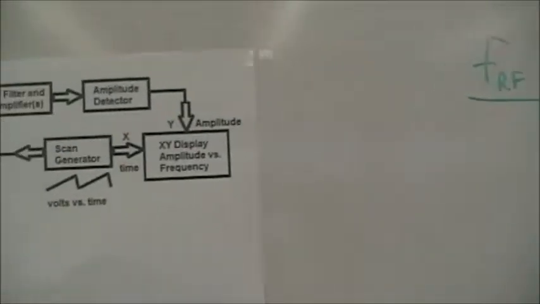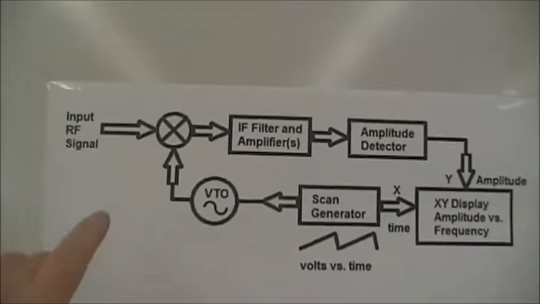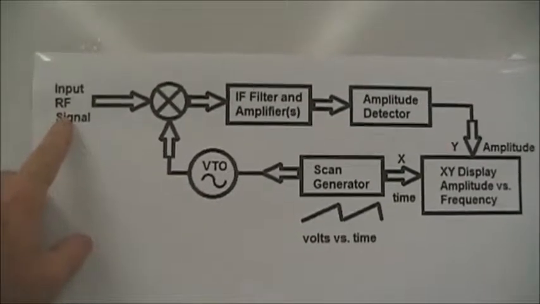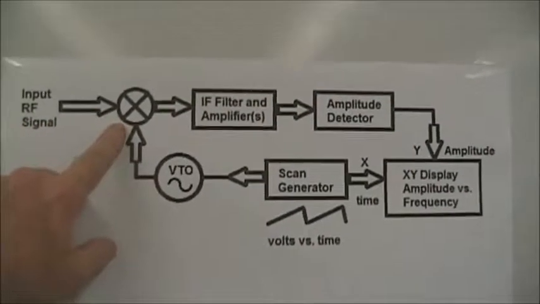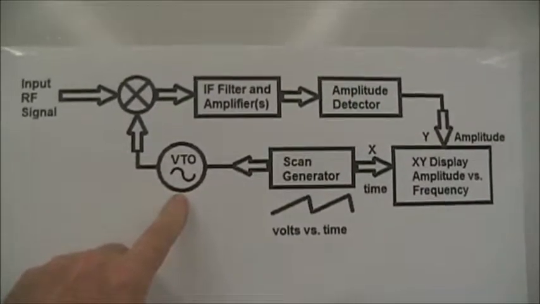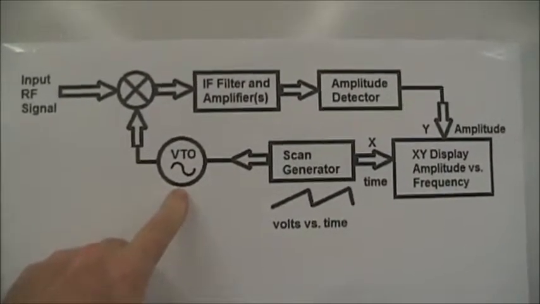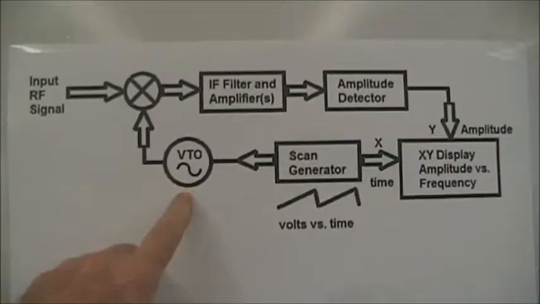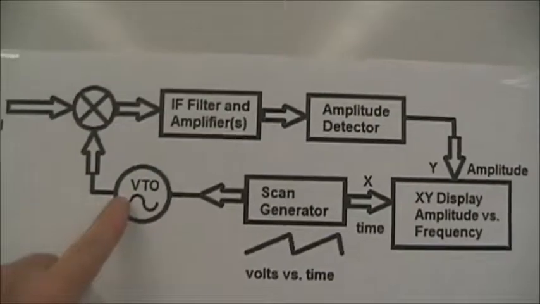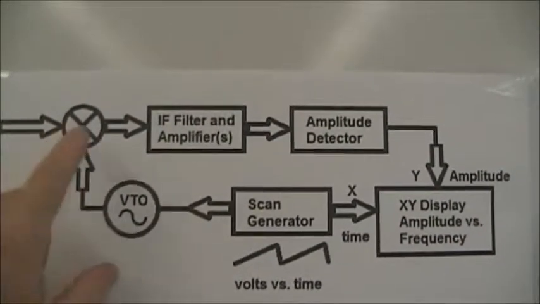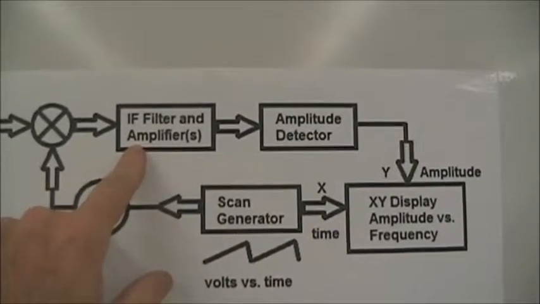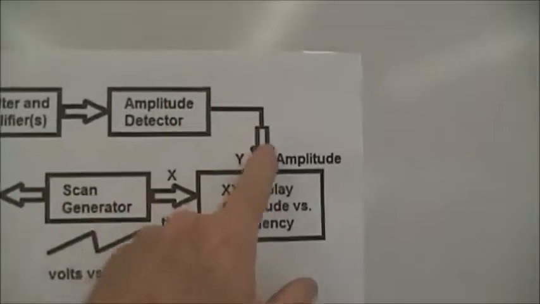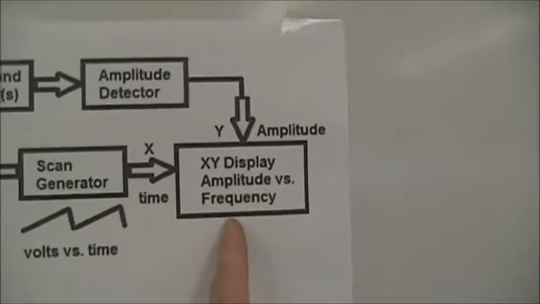If we go back to the block diagram of the spectrum analyzer, we have an RF signal. Now we're going to have a broadband signal, not a single frequency, a mixer, and a VTO, or voltage tuned oscillator. This device is very similar to the VCO, or voltage controlled oscillator, that we talk about in FM. The VTO signal mixes with the input RF signal to go through the RF filter and amplifiers, and the output is detected as an amplitude and sent to the Y display of an XY system.